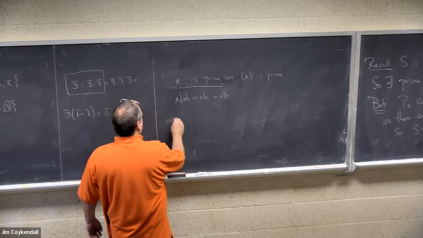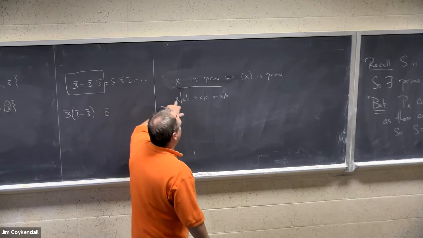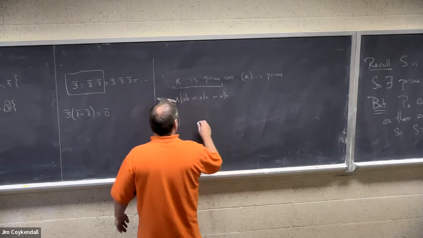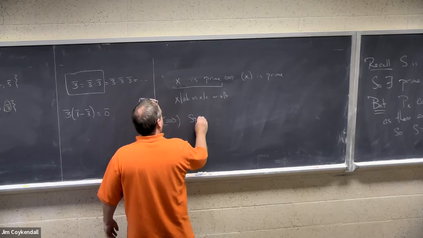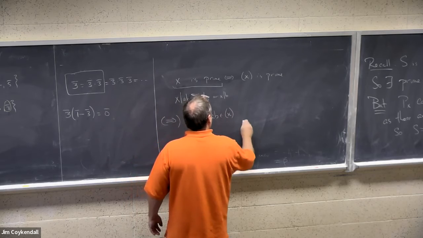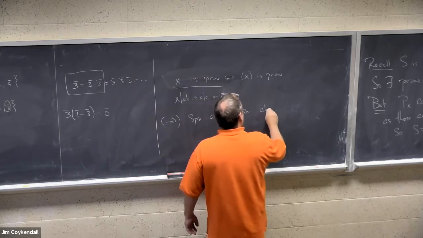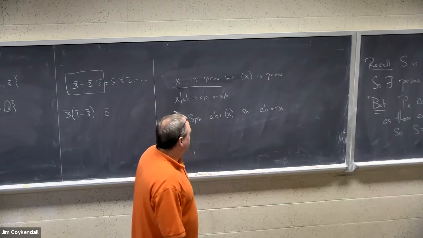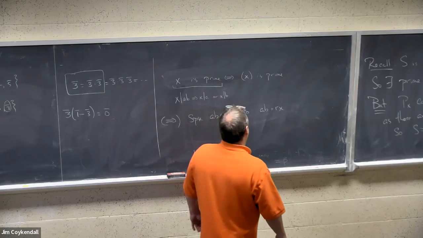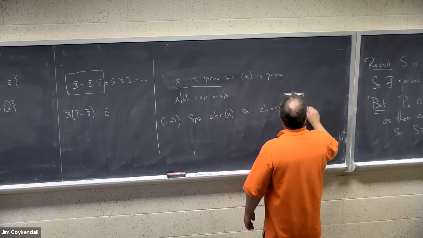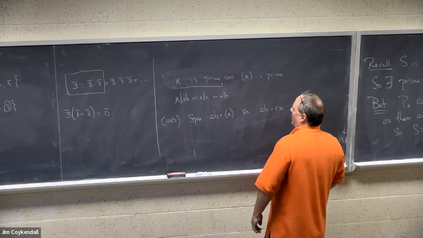So let's go this way and see if we can prove it. Suppose that we have this property here. We want to show that the ideal generated by X is prime. So suppose AB is in the ideal generated by X. So AB equals X times some R in the ring, and therefore X divides AB.